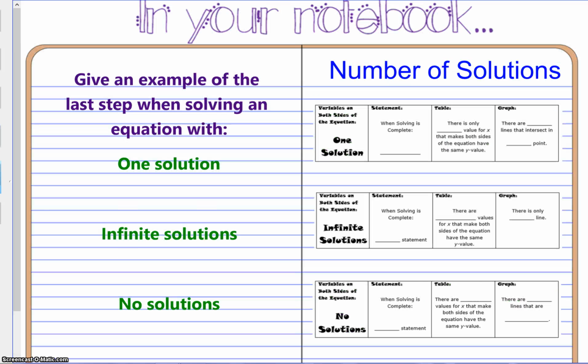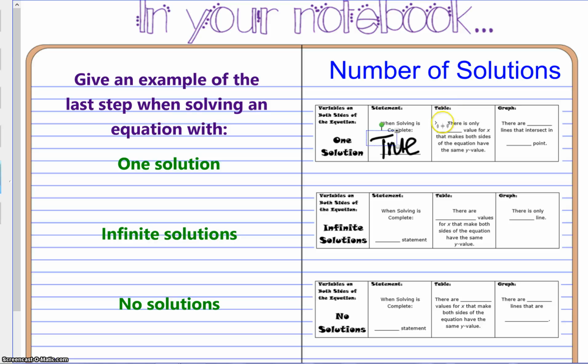Now, I hope you copied those 3 examples in your ISN. If you didn't, you need to rewind and copy them down. But what I'm interested in is this right here. You need to write variables on both sides of the equation with one solution, and you need to write, when solving is complete, you have a true statement.